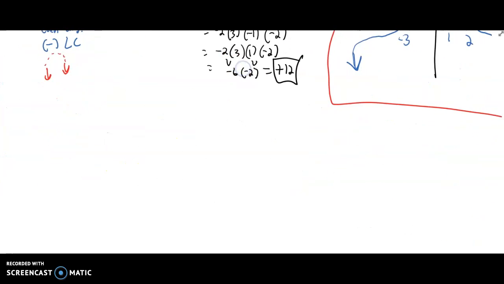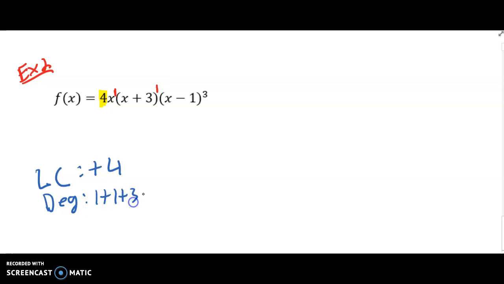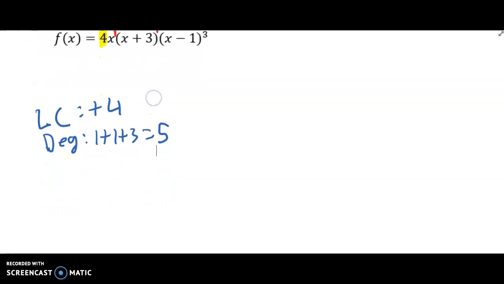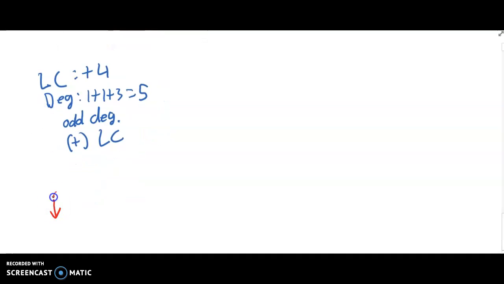All right, we have one more example today. Okay, our lead coefficient is this positive 4. Our degree, let's see, x will have a 1, and x plus 3 will also have a 1. So our degree is 1 and 1 and 3, which is 5. So in this case, we have an odd degree and a positive leading coefficient. So we have a down to up S shape.